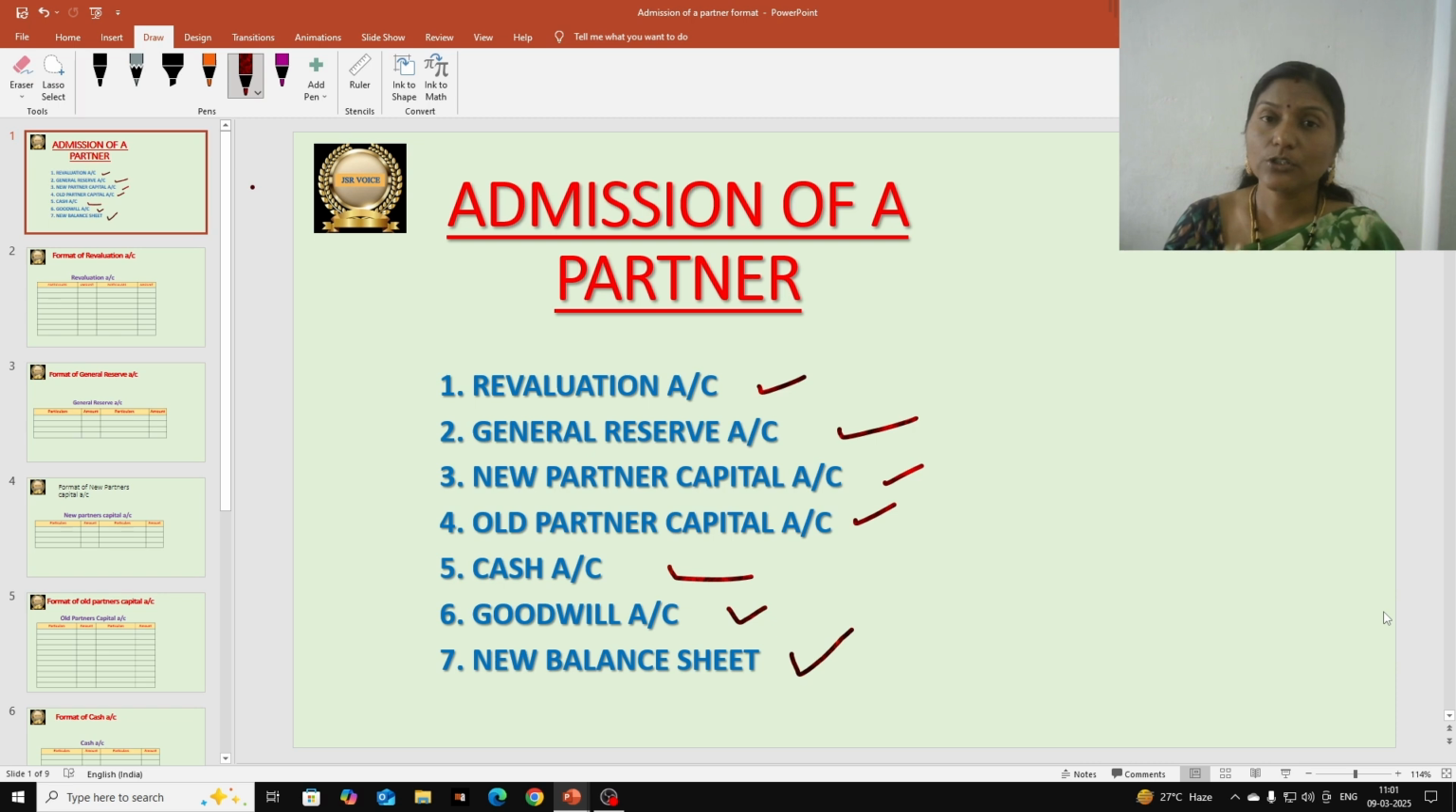And we are going to learn all the formats related to all these. In case you get any problem under admission of a partner, you have to know all the formats, then only you can do the solution for that particular question. Let us discuss all the formats now. First one is revaluation account. Let us discuss that format first.